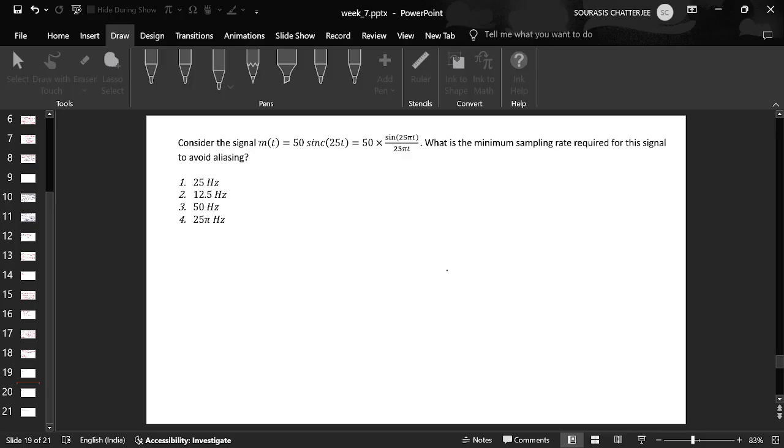So let us move to our next question, which is m(t) is 50 sinc 25t.